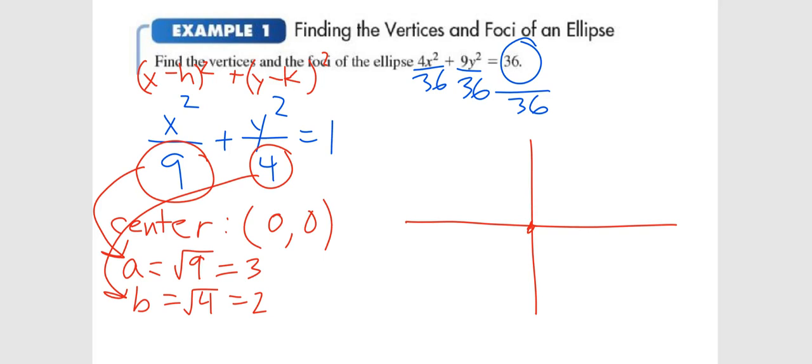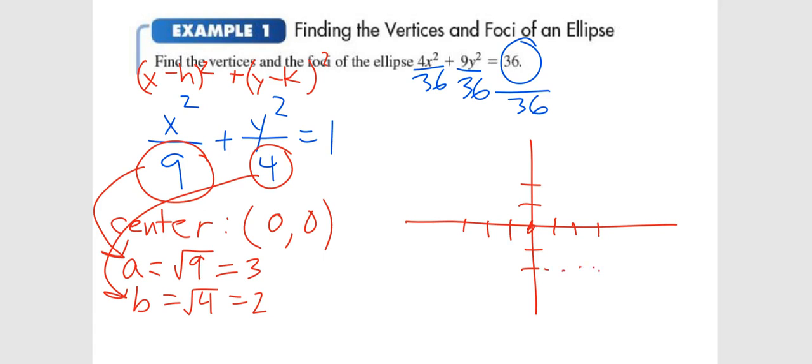Okay, now, center is at 0, 0. If a goes with x, do you think a should move left and right or up and down? Left and right. That is correct. So according to that, I'm going to go 3 units to the right and 3 units to the left. b goes with the y, so it's going to go up and down, so that's 2 units up and 2 units down.